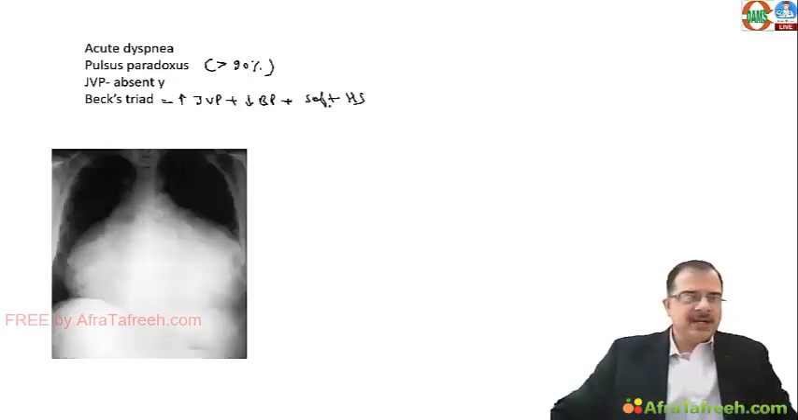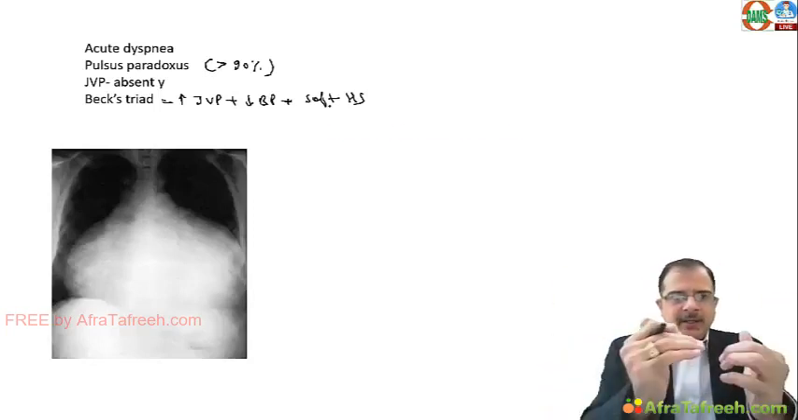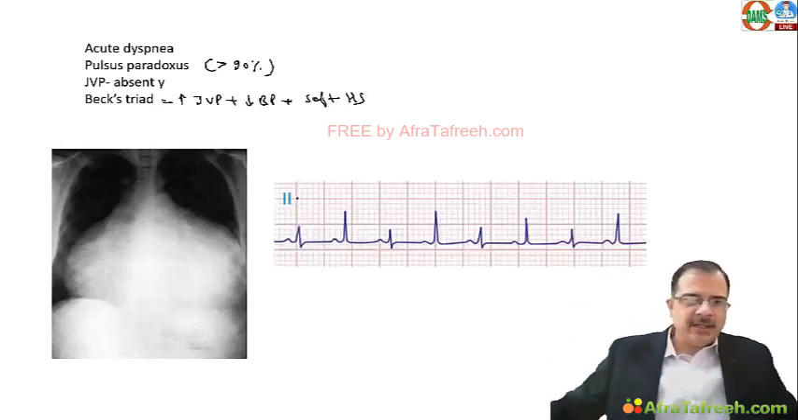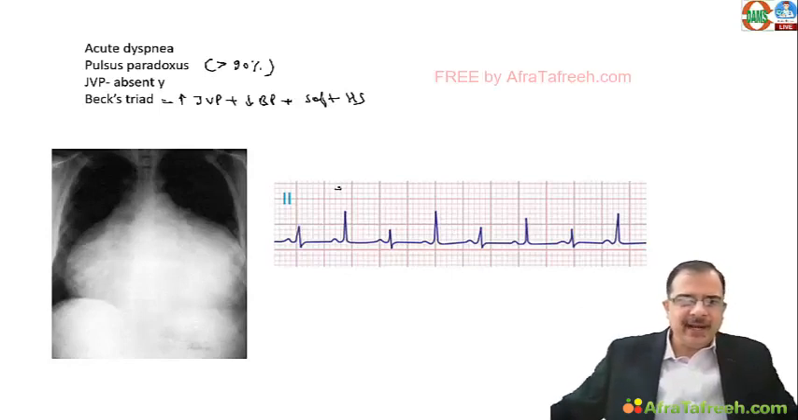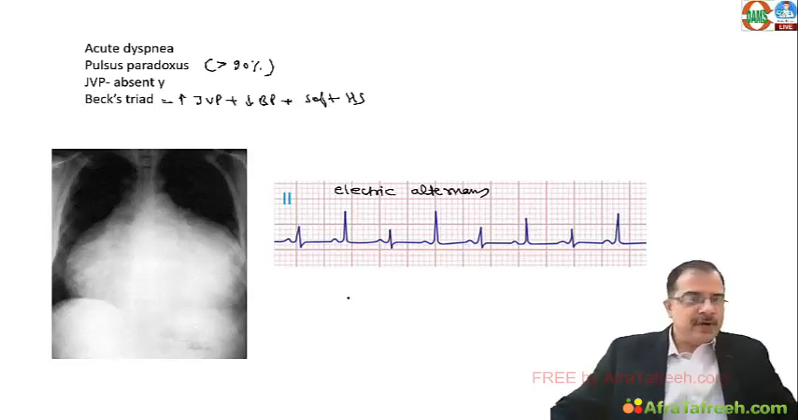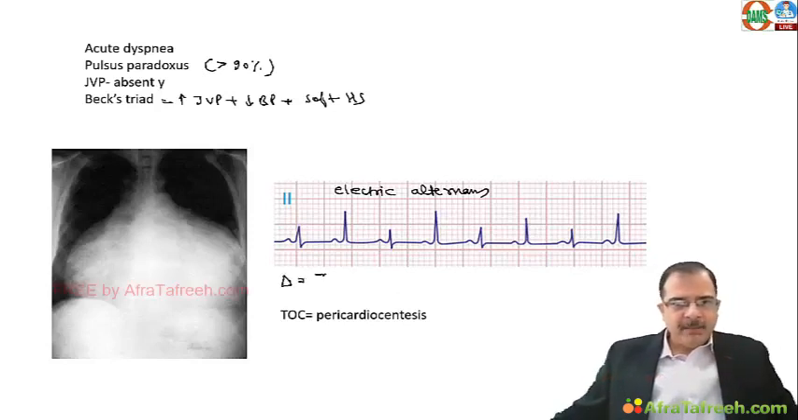So this is the X-ray. The cardiac size is large, but oligemic lung fields are there. And in the ECG, the QRS complex is alternately changing. So this is electrical alternans. With these, we can make a diagnosis of a tamponade condition, and the treatment of choice is urgent pericardiocentesis. So the diagnosis is tamponade.